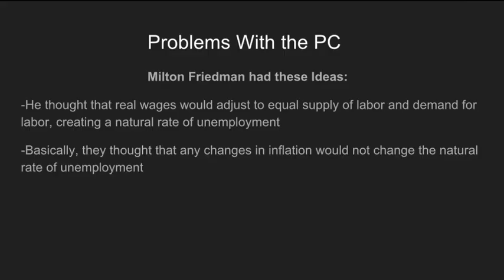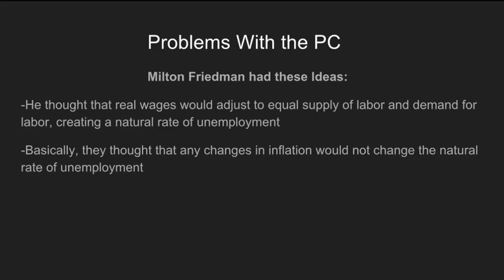So problems with the Phillips curve. Milton Friedman, one of the greatest economists of the modern age, had certain problems with the Phillips curve. He thought that real wages would adjust to equalize the supply of labor and the demand for labor, which would then create a natural rate of unemployment, which is basically the unemployment rate where the economy functions at equilibrium, with its maximum output given its set of resources, technology and workers. So it's kind of confusing in logic.